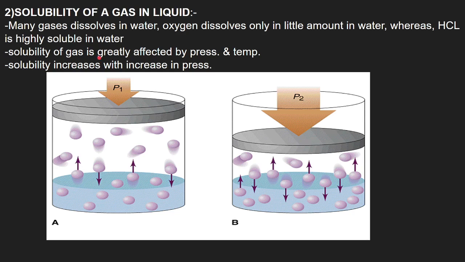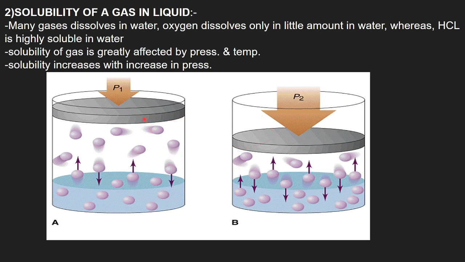So the solubility of a gas is greatly affected by pressure and temperature. The gas is very much affected if you increase or decrease the pressure, or increase or decrease the temperature. Solubility increases with an increase in pressure, as we know. Just now we studied that if I apply too much pressure, look at the diagram here, you can see I am applying the pressure here.